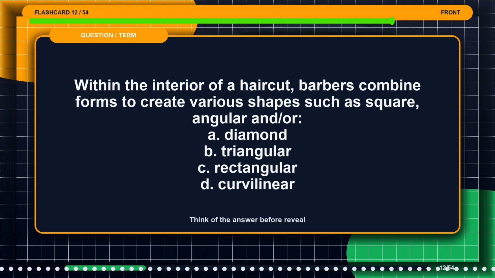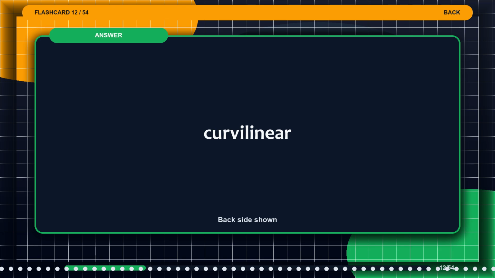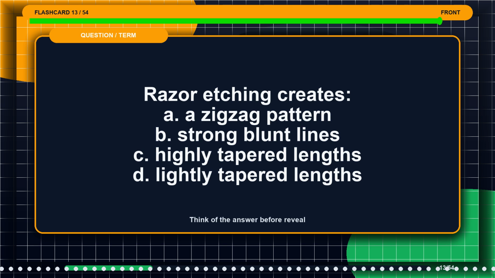Within the interior of a haircut, barbers combine forms to create various shapes such as square, angular, and slash, or A. Diamond, B. Triangular, C. Rectangular, D. Curvilinear. Pause and think of the answer before the reveal. The answer is curvilinear.